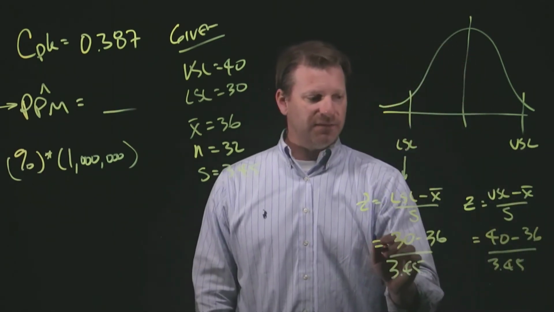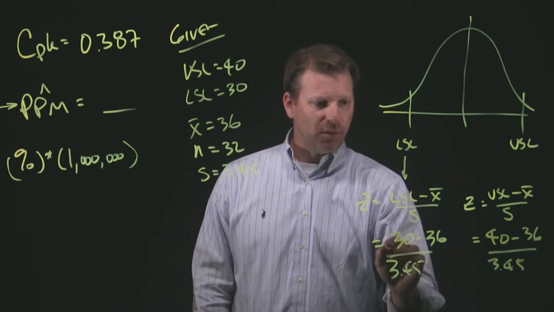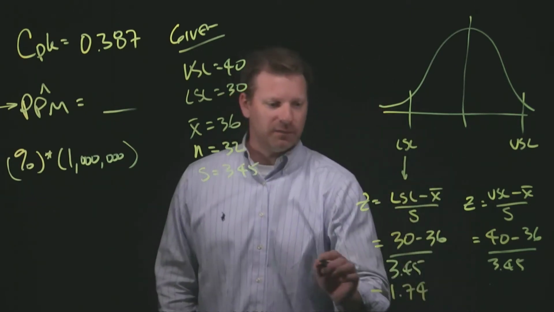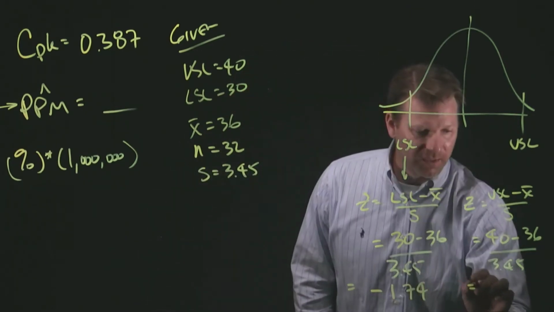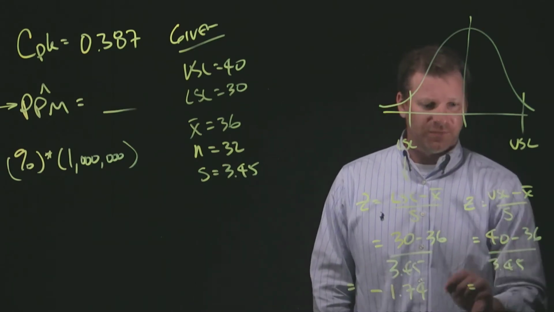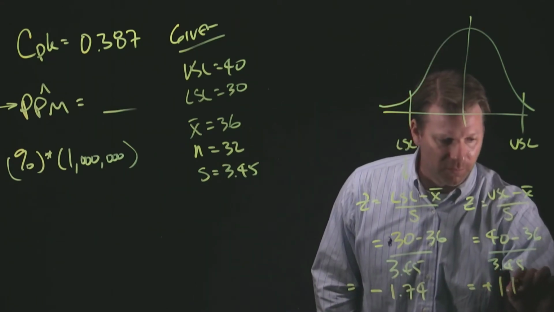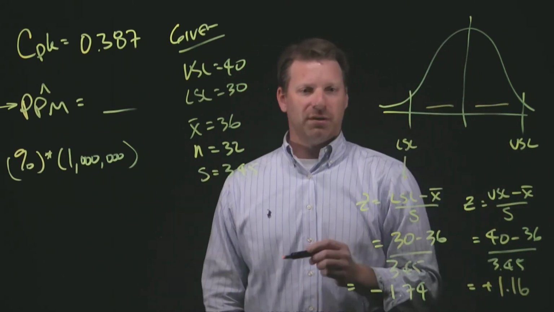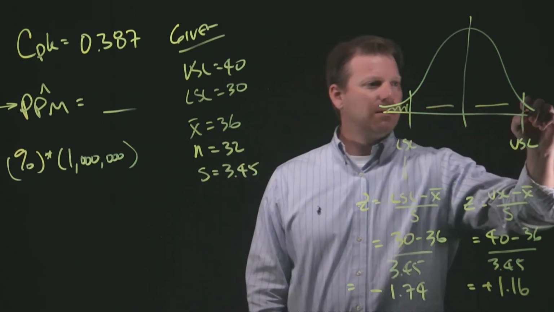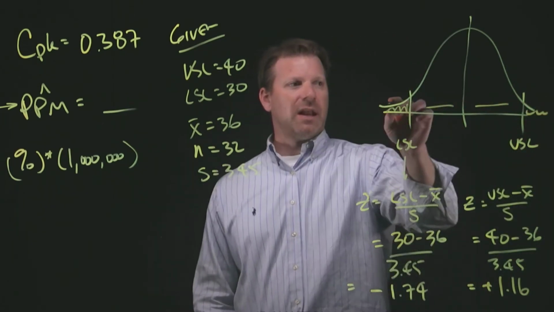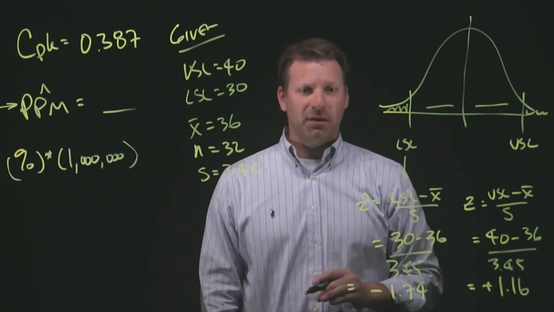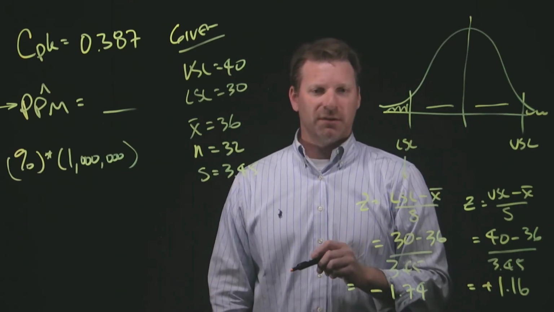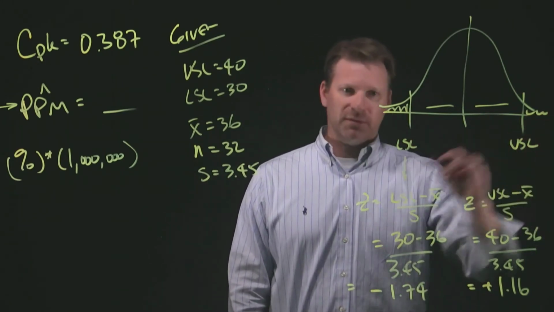It tells us that the z-value for our lower specification limit ends up being negative 0.174. That is my calculated value. Over here, my calculated value for my upper specification limit ends up being positive 1.16. We can then use these z-values to find these areas in the normal distribution, and then find the areas to the extreme of those. We're then going to add those up and multiply times 1 million to find our PPM. Graphically, anything below this value results in a problem, and anything above this value results in a problem.